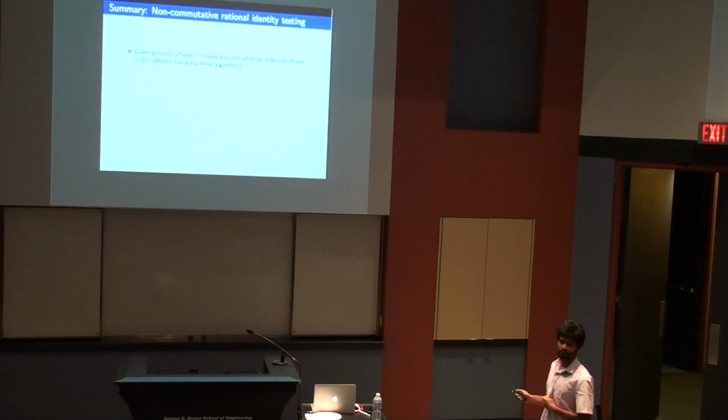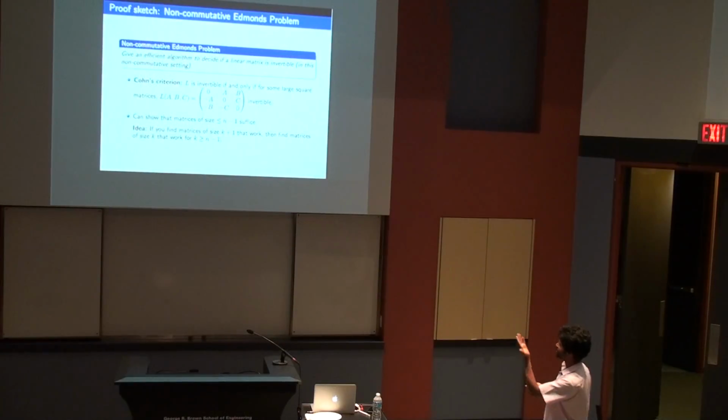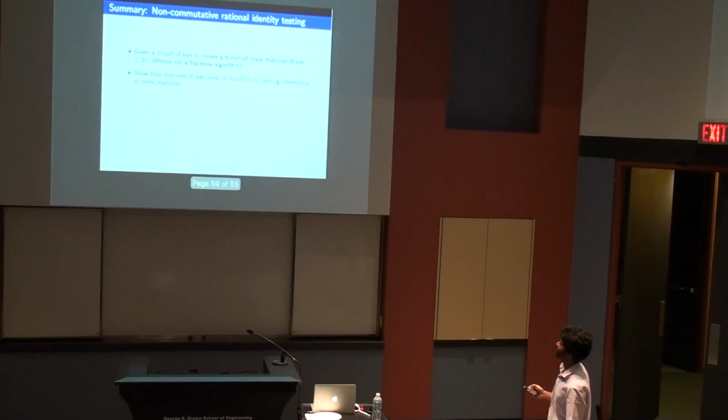Right? So it's not black box, and I don't think there's any reasonable approach to a black box algorithm yet. And then what the previous slide showed was that once you're in this situation, matrices of size linear in n suffice. Okay, so let's stick to linear. So matrices of size linear in n suffice for testing invertibility of linear matrices. And consequently, matrices of size linear in n suffice for rational identity testing.